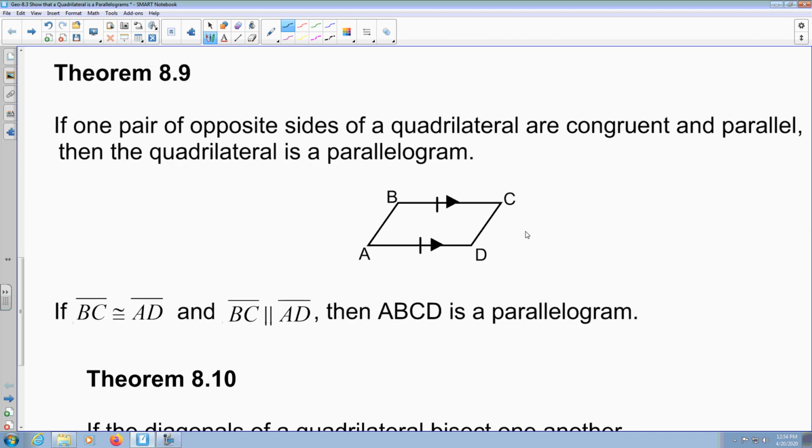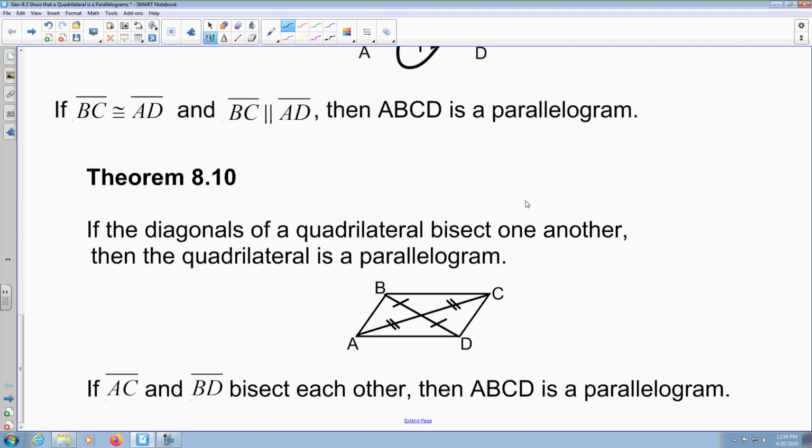Here it says if one pair of opposite sides of a quadrilateral are congruent and parallel, then the quadrilateral is a parallelogram. So they're just looking at one side. If BC is congruent to AD, but also BC is parallel to AD, then we can say that this quadrilateral is a parallelogram.